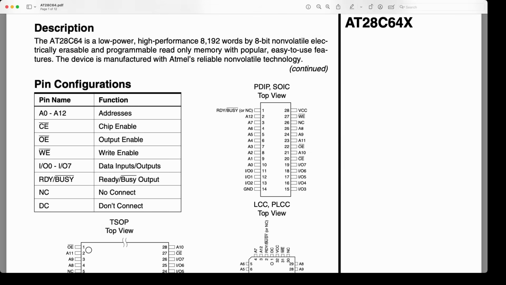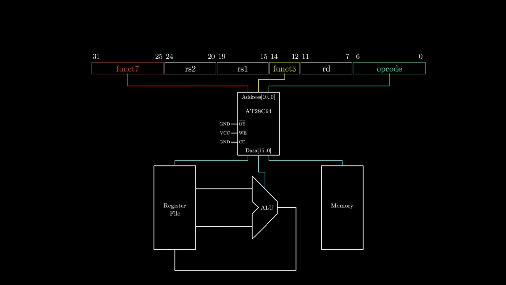So I'll be connecting the opcode and func codes to the address, and then by programming the ROM with the data that we want to output for each possible input, we'll have a reprogrammable lookup table for the control unit, and when we set the ROM to read mode, the I/O will be outputting the control signals.